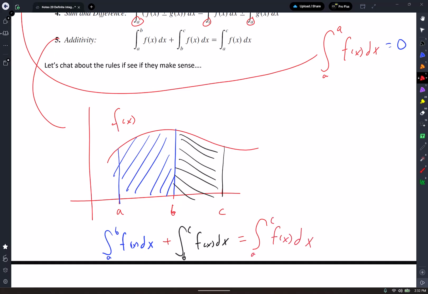So, one quick observation. Notice wherever the area of blue stops, the area in black better start.